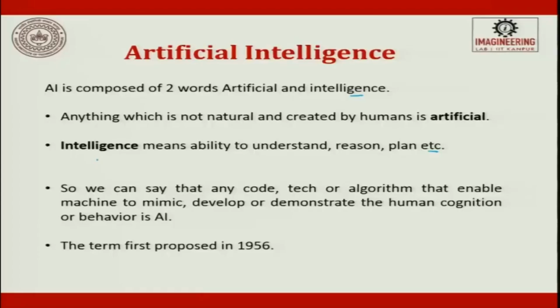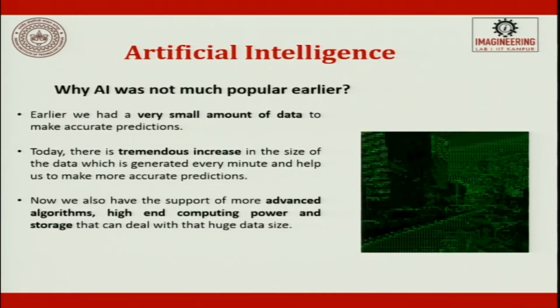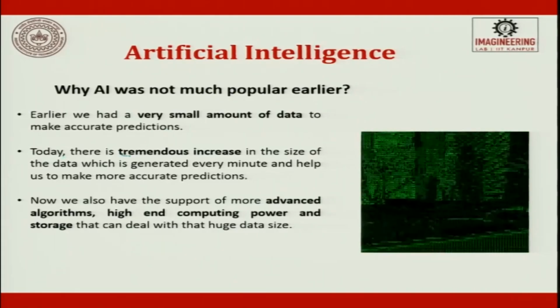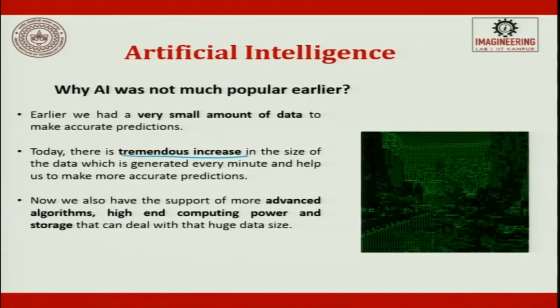So, interesting. Intelligence means the ability to understand, reason and plan. So, we can say that any code, technique or algorithm that enables a machine to mimic, develop or demonstrate human cognition or behavior is AI. The term was first proposed in 1956. When AI was not very popular earlier, we had a very small amount of data to make accurate predictions. Today, there is a tremendous increase in the size of data generated every minute, which helps us to make more accurate predictions.